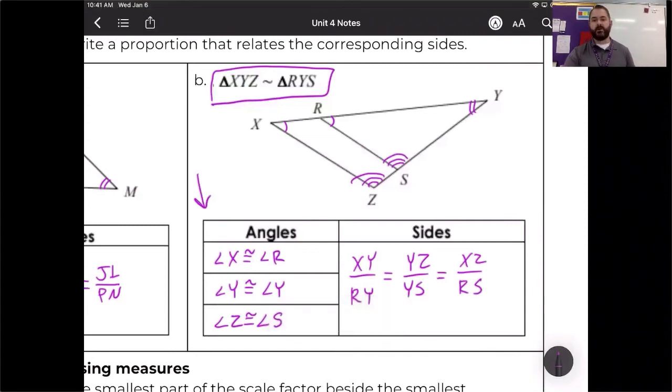Okay, as you look at these, the corresponding angles would be angle X and angle R. So angle X is congruent to angle R. And then both triangles actually share angle Y. So of course, angle Y has to be congruent to angle Y. And then the other angles, Z and S, are congruent as well, okay?